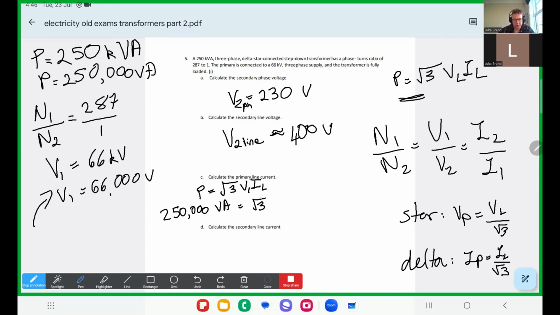And I know that my voltage is 66,000. Now I like to put the commas and the units in. You don't have to. All right, now again, we're going to do the opposite on the other side to move these across. So the way I'm going to do that is by dividing.